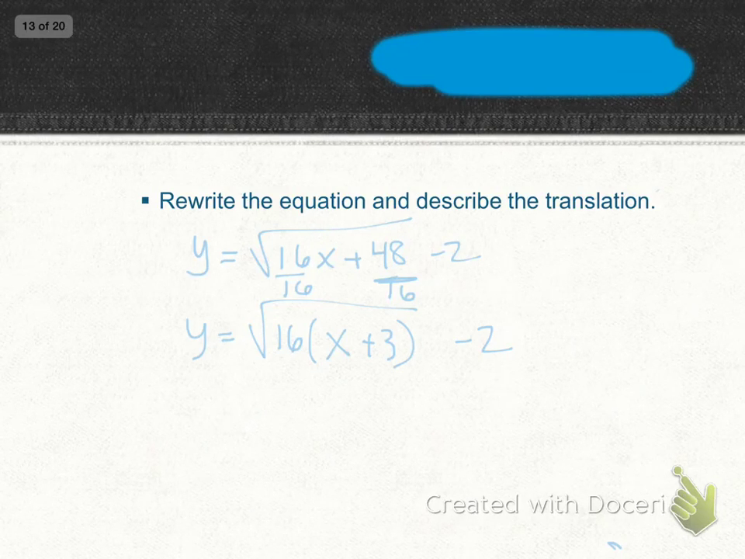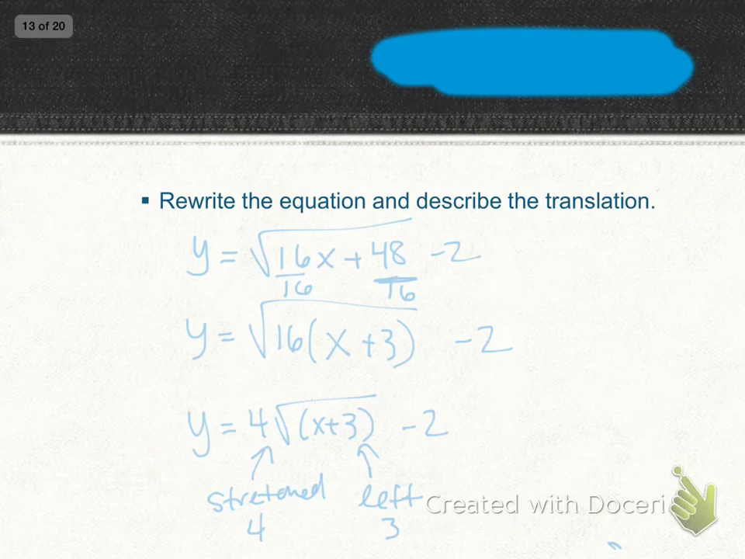The reason I wanted 16 is because now I can square root it. The square root of 16 is 4, so it pops out of my square root because I took the square root of it. Now to describe the translation, it stretched 4. It went the opposite direction of what you think, so left 3. This one's the normal direction, so down 2.